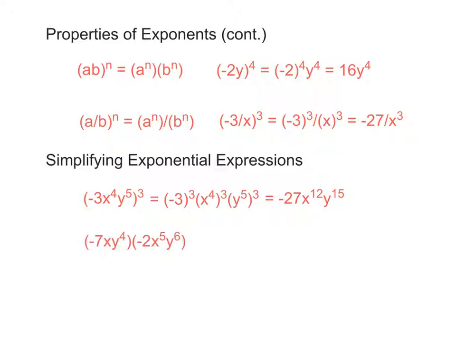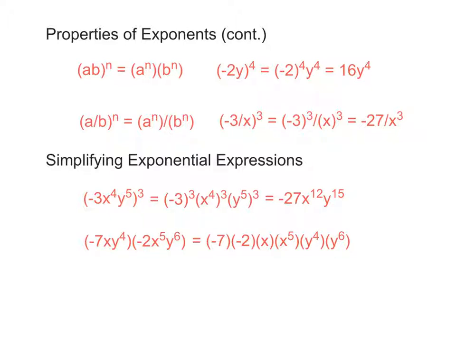Now in this case, I've got in parentheses minus 7x y to the fourth times, in parentheses, minus 2x to the fifth y to the sixth. Okay, so basically what I'm going to do is multiply the like terms: the coefficients, the x's, and the y's.